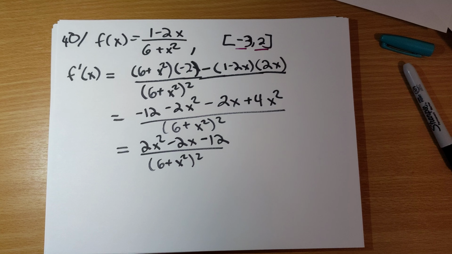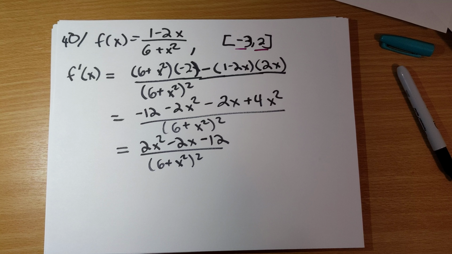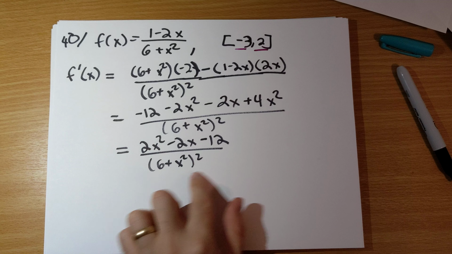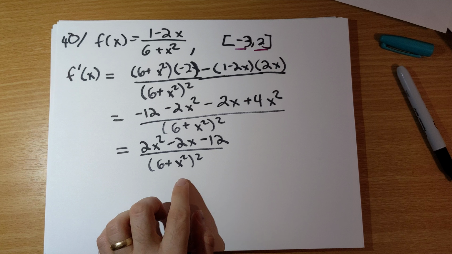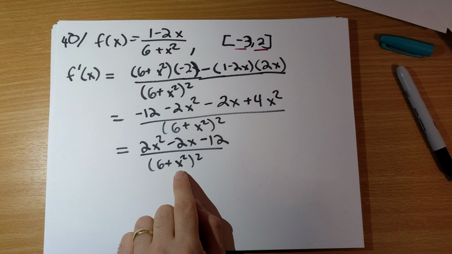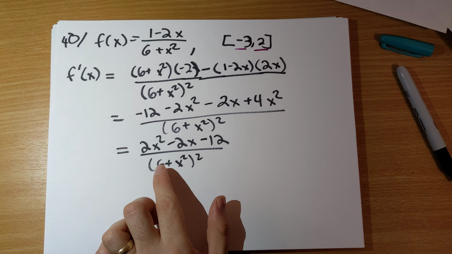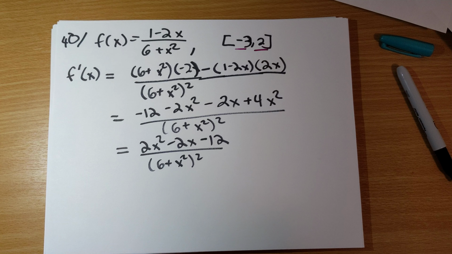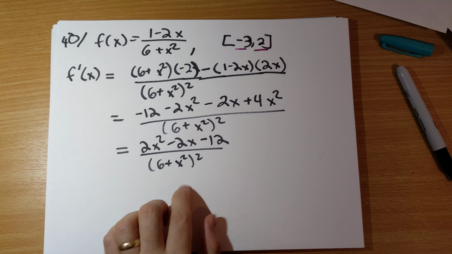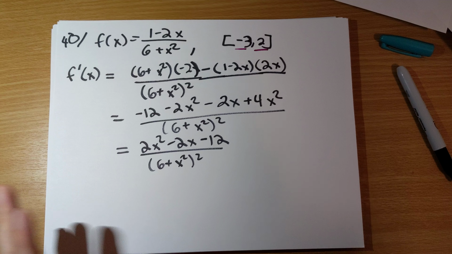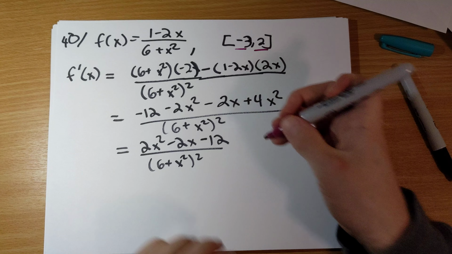So for critical points, we want to worry about when is f prime of x equal to 0, or when is f prime of x undefined. For undefined, this is never going to be undefined. You might say, oh, there could be a trouble in the denominator. We could divide by 0, and it's good to think about that. But 6 plus x squared is never going to be 0. You need x squared equal -6, and that can't happen.